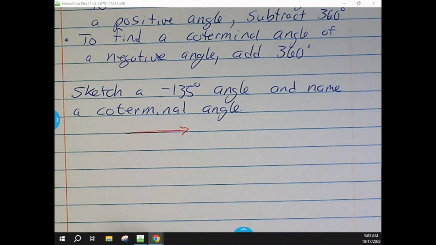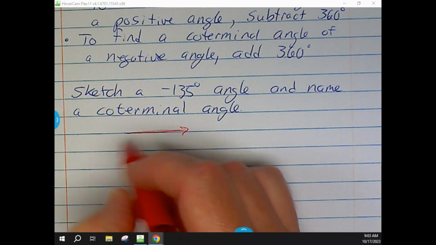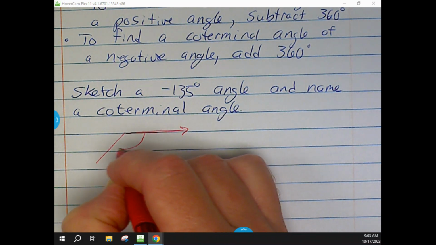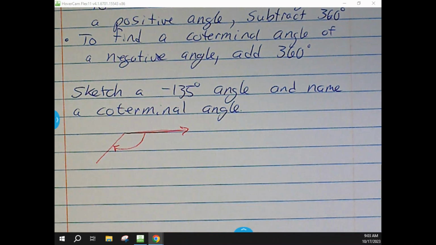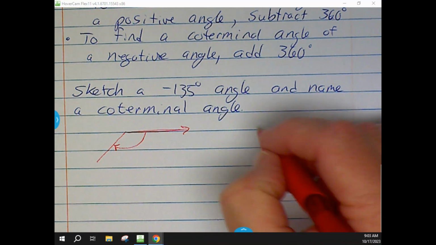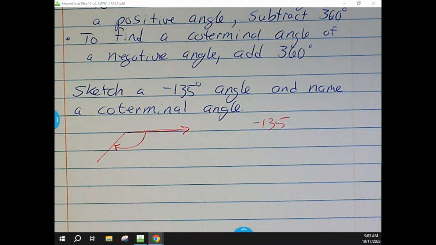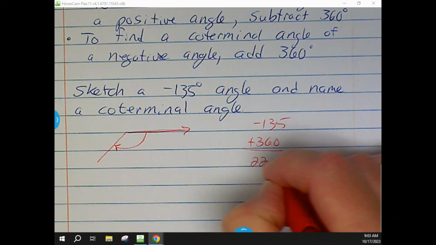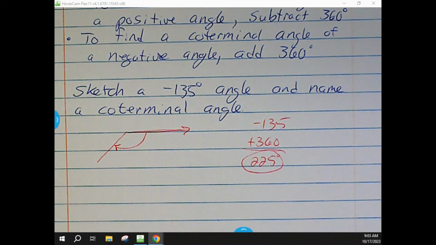All right, so if we're going to sketch, again, we start with our initial side, which always goes off to the right for this part of it. If you went down to this point, that would be 90. We need to be about halfway in between. So if it's negative 135, it should look something like that. Okay, and then to find a coterminal angle of negative 135, I'm just going to add 360 to that. Which basically means that's going to be 225 degrees.